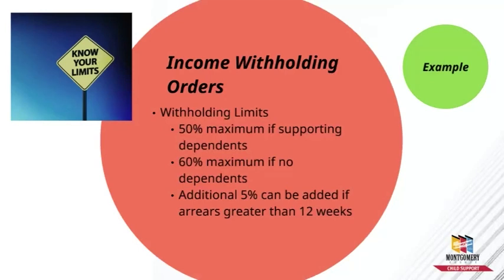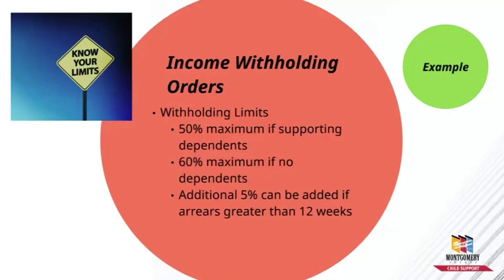50% of the paycheck is the maximum amount that can be withheld from the employee's disposable income if they are supporting other dependents. The withholding limit increases to a maximum of 60% if the employee does not support any other dependents. If the arrears are greater than 12 weeks, an additional 5% can be tacked onto the withholding limits, making the deduction 55% with other dependents and 65% with no other dependents.